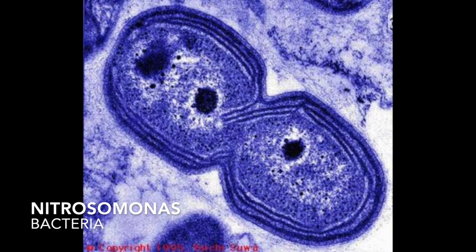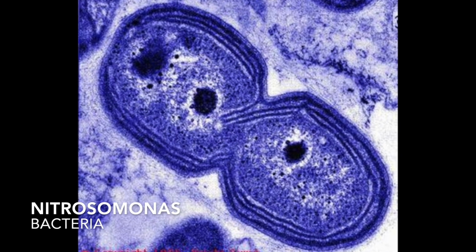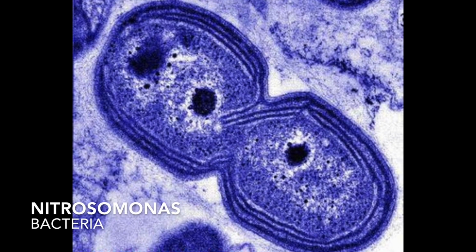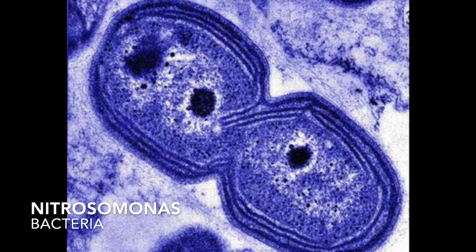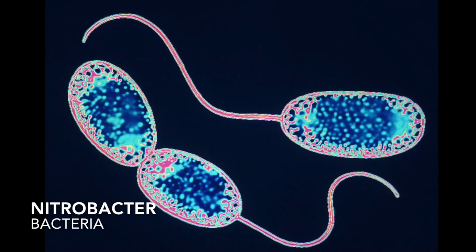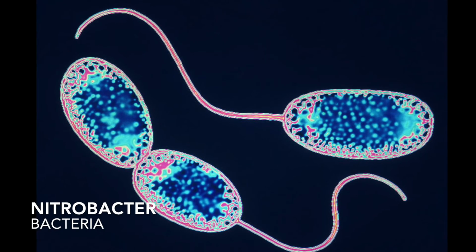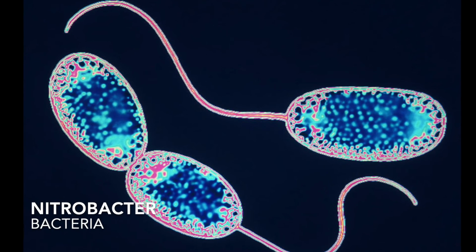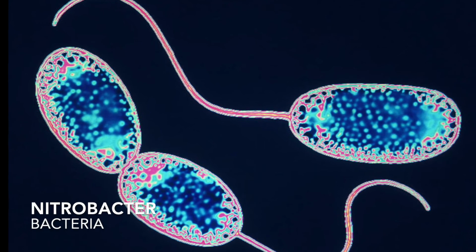The bacteria pictured here is a Nitrosomonas and is used to oxidize ammonia to nitrite. The bacteria pictured here is a Nitrobacter and is used to oxidize nitrite to nitrate.